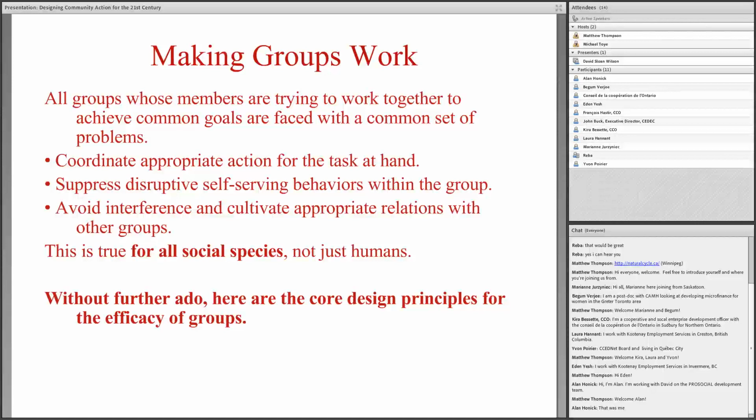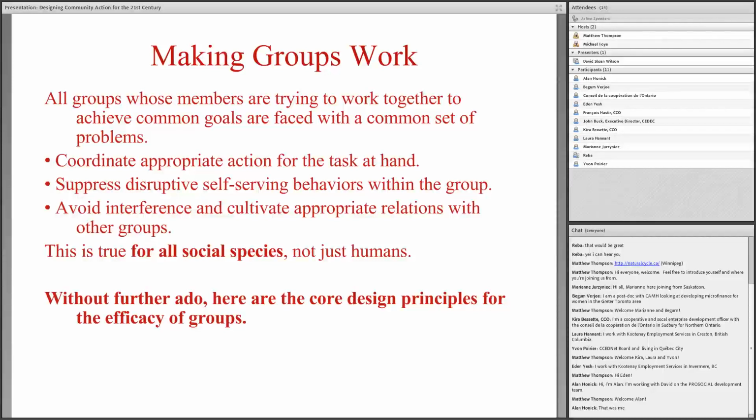This term multi-level selection basically takes note of the fact that we live in groups within groups within groups, a multi-tier hierarchy. And so, small groups operate within a city or a town, and the town operates within a province or a state, and so on and so forth. And these basic principles hold, they're scale independent. They hold at all scales of this multi-scale hierarchy. And so with this briefest of introductions, without further ado, I'm now going to tell you the core design principles for the efficacy of groups.